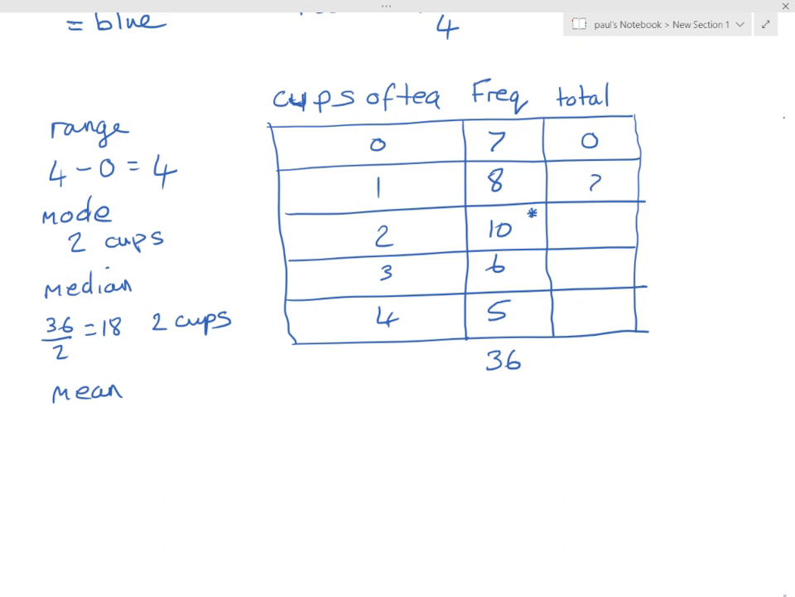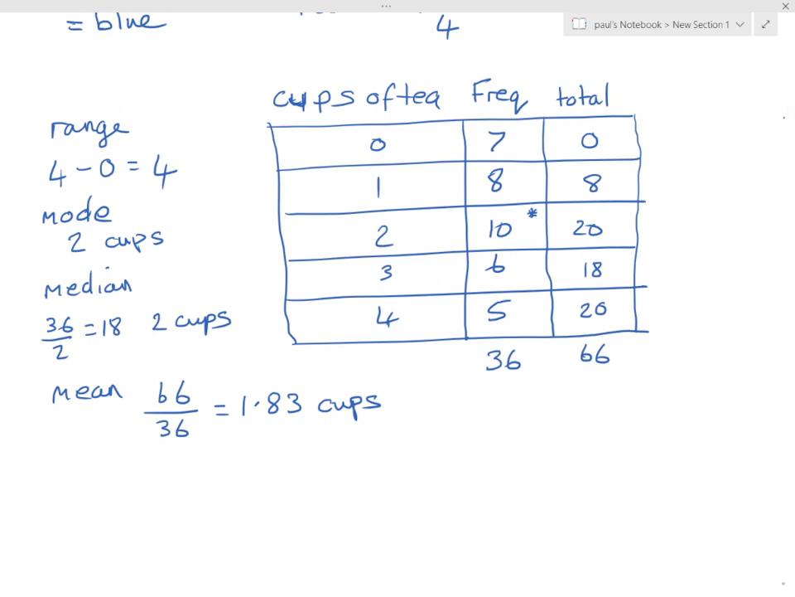8 times 1 is 8, 10 times 2 is 20, 6 times 3 is 18, and 4 times 5 is 20. And you add those up and you've got 66 cups of tea drunk altogether. So you get the 66 cups divided by the 36 people, and that's more or less 1.83 cups as the mean.